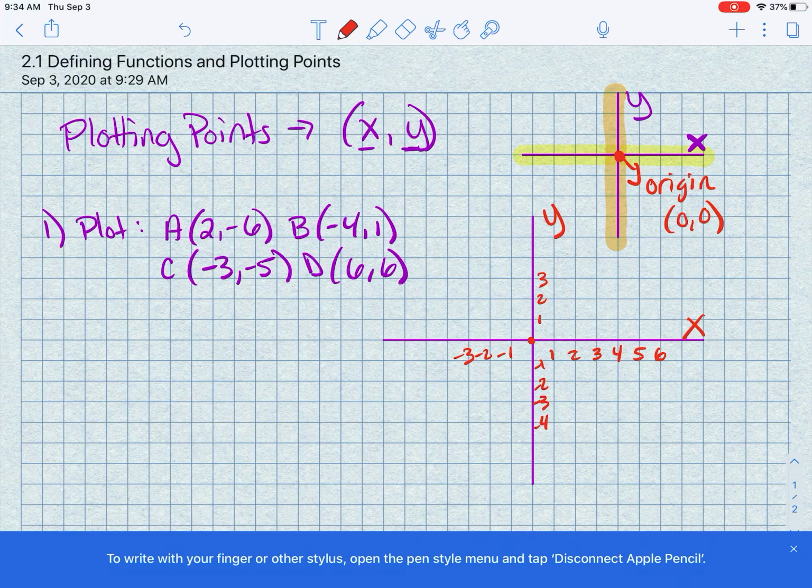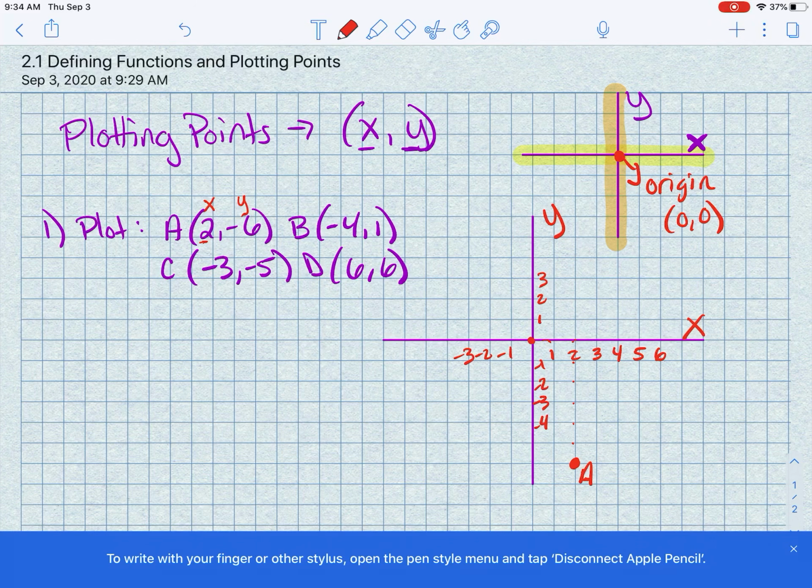Now remember, over here, if it helps you, x is first, y is second. So my x is 2, so I go over 1, 2, and then I go down, because it's negative, 1, 2, 3, 4, 5, 6. And there's point A. We're not making a line, we're not making line segments. You go over your x's, up and down your y's, put your point.